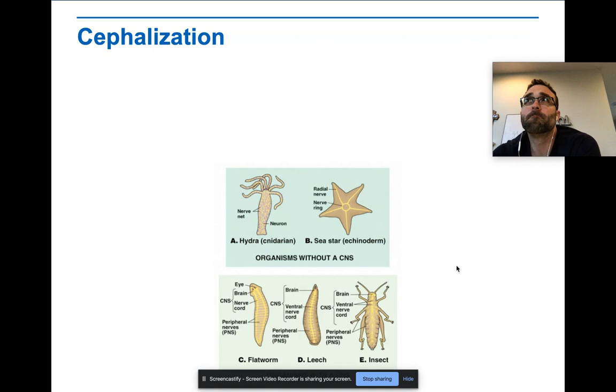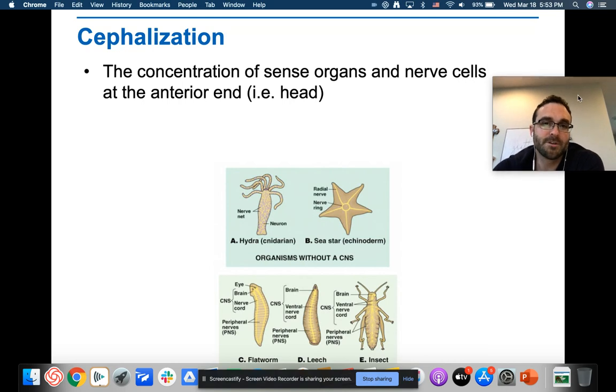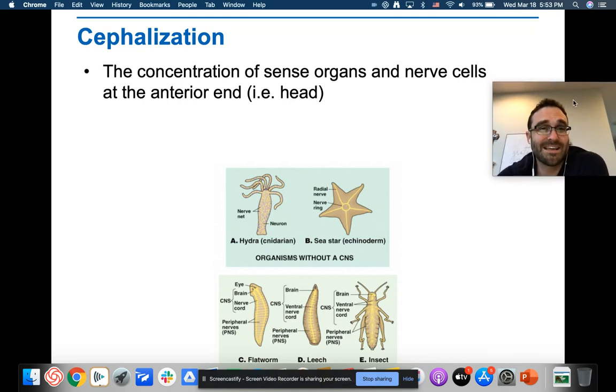Cephalization. Can anybody guess what cephalization means? Anybody? It's a head. Concentration of the sense organs and nerve cells at the anterior end, aka the head. So if you get a lot of bundles of nerves and they start accumulating towards the front of the animal, eventually that became what we know as a brain.